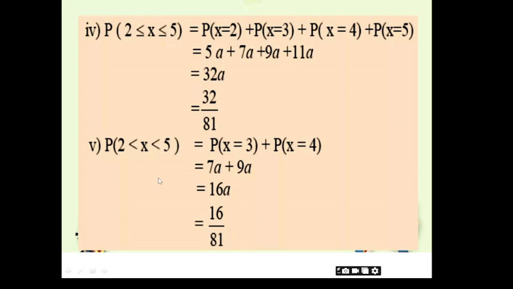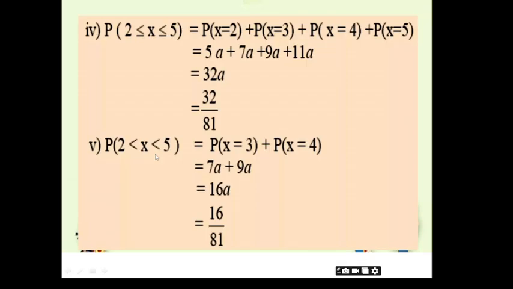Next we see P of 2 less than x less than 5. So in between, x takes the values between 2 and 5. So just exclude the values 2 and 5. In-between values mean x equal to 3 and x equal to 4. So P of x equal to 3 plus P of x equal to 4. Write its corresponding probabilities 7A plus 9A. So the answer is 16A. Just replace A by 1 by 81, so the final answer will be 16 by 81.